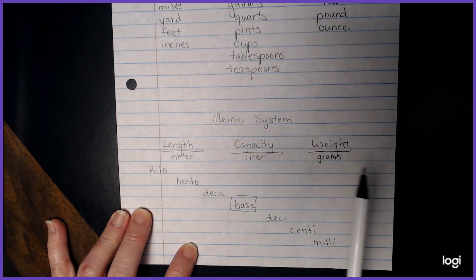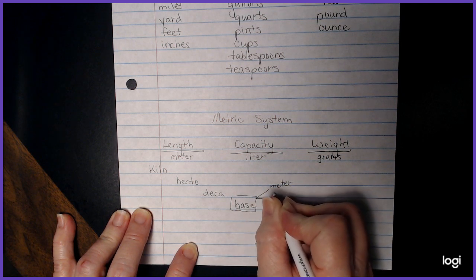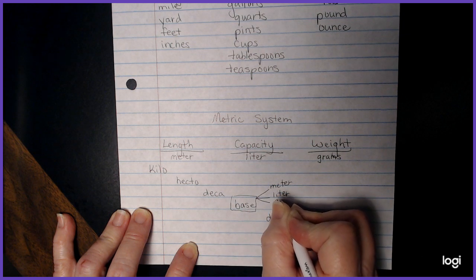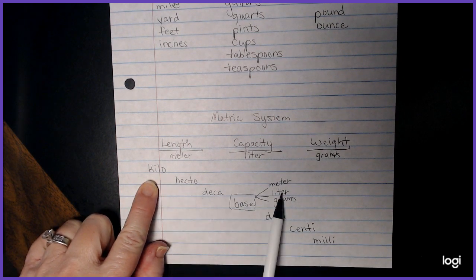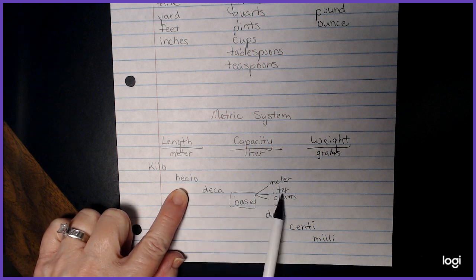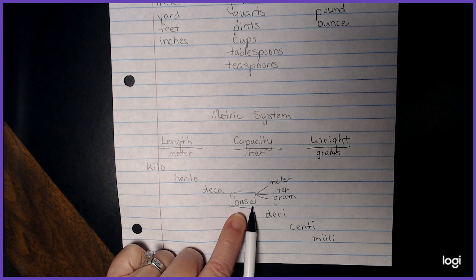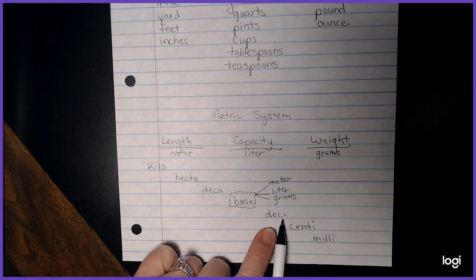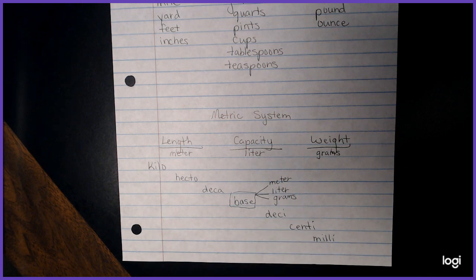Meter, liter, and grams are considered our base. So our base here would be called meter, liter, and grams. Meaning I could have a kilometer, a kiloliter, a kilogram. Hecto does the same thing. Hecto can go with hectometer, hectoliter, hectogram. Decameter, decaliter, decagram. Then here is just our base, meter, liter, gram. Then we can add these prefixes as well. Decimeter, deciliter, decigram. Same with centimeter, centiliter, centigram. And finally, we have millimeter, milliliter, and milligram.